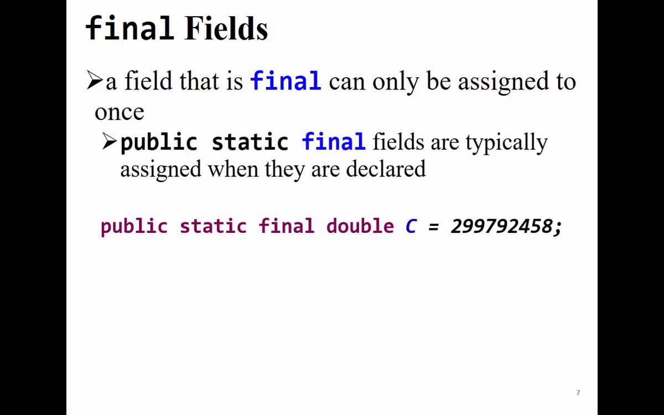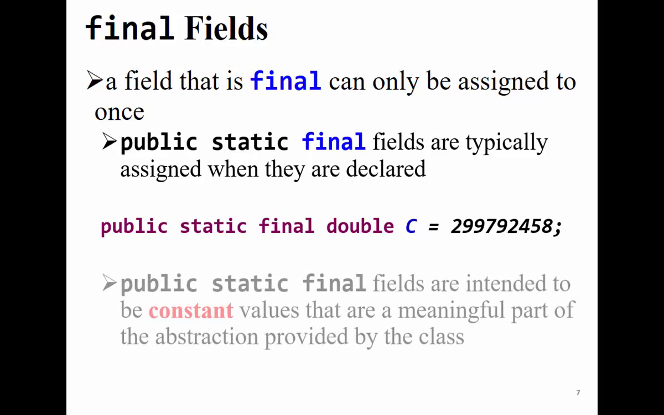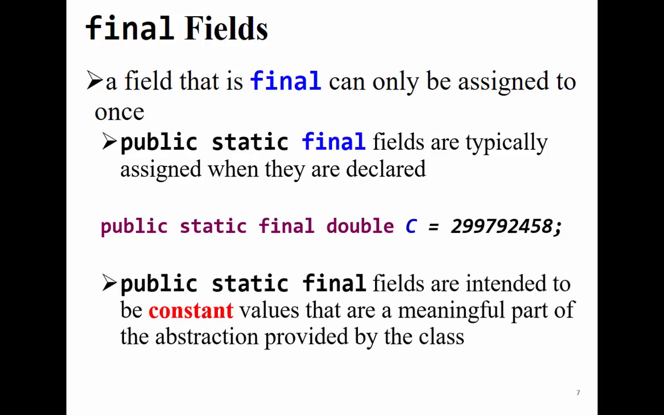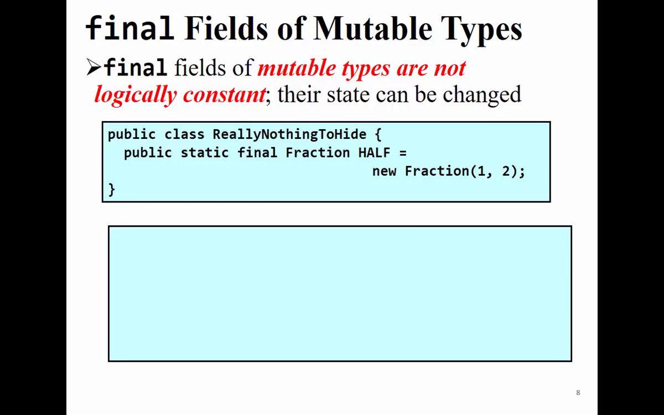We bring it back: the speed of light is a primitive type, it's double, and it's final, and it's static. That means it's per class, and public. Everybody can access this field. Normally, we use public static final for a constant. We have to be careful. We mentioned last time that we have to be careful.